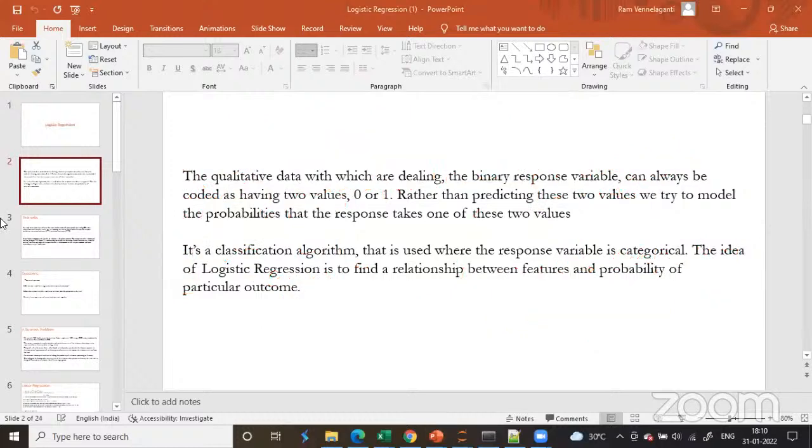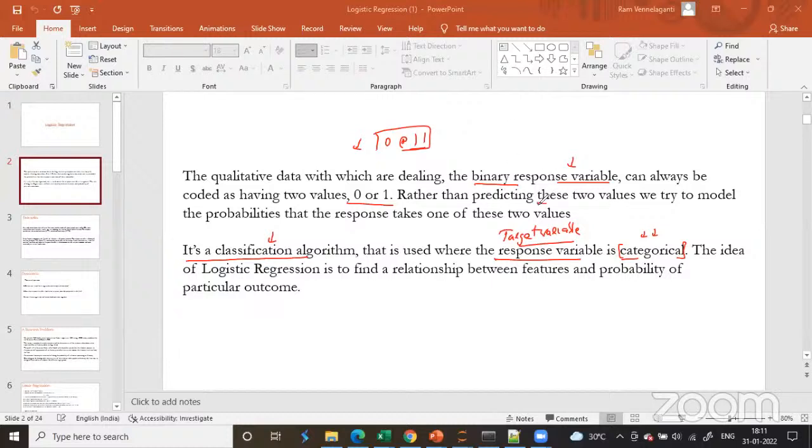Now, logistic regression is a classification algorithm for us, where our response variable or target variable is categorical. Usually we'll be working with a binary response variable. What do you mean by binary response variable? A target variable which is going to have only two categories, 0 or 1, or yes and no. We'll be working with only a two-class problem, a binary response variable problem.